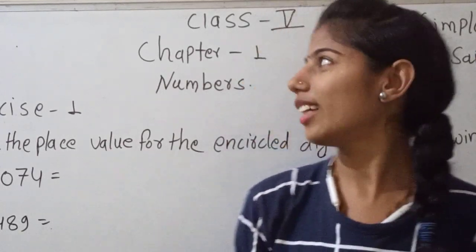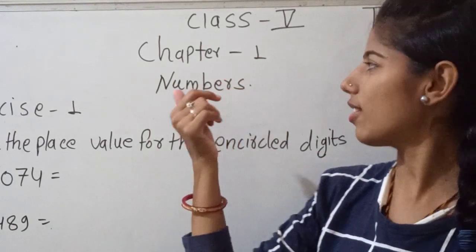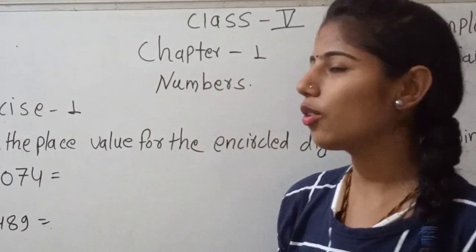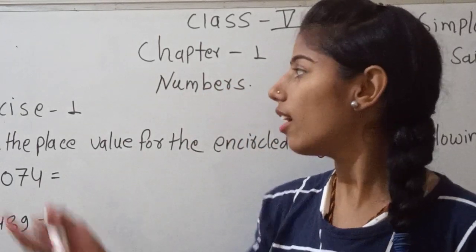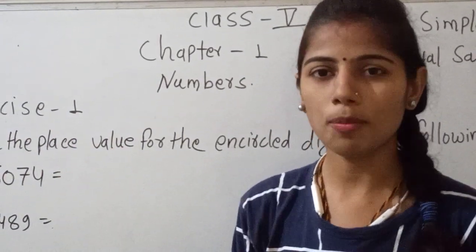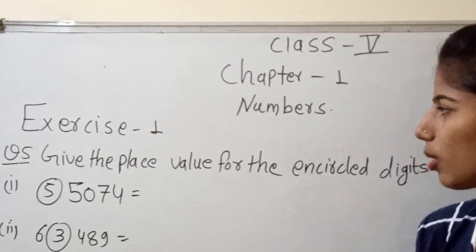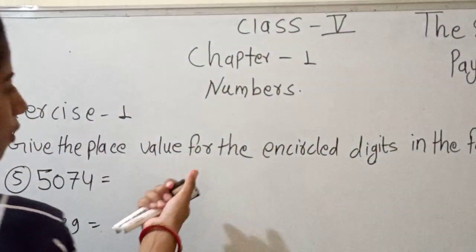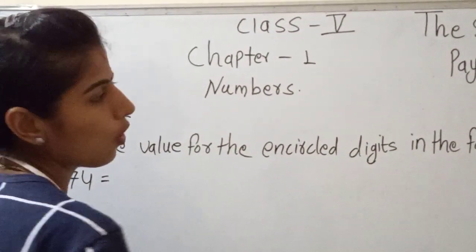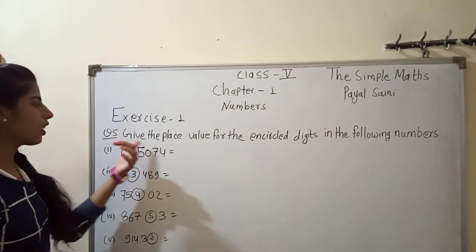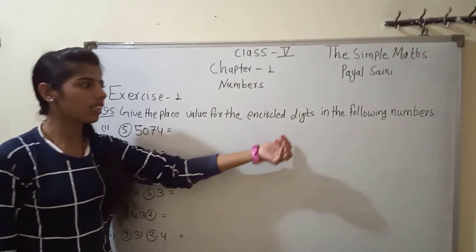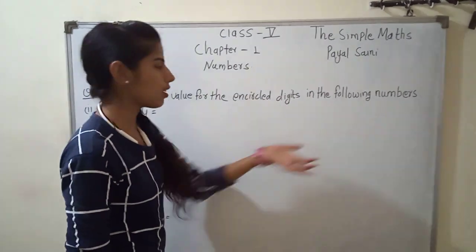Today we learn about class 5, chapter number 1, Numbers. Last video you already read and understood. Questions 1 to 4 were completed in your second video. Today we start question number 5. Question 5 says: give the place value for the encircled digit in the following numbers.